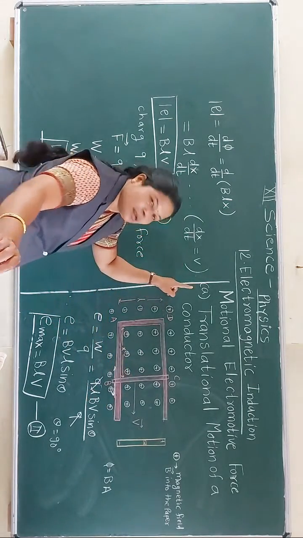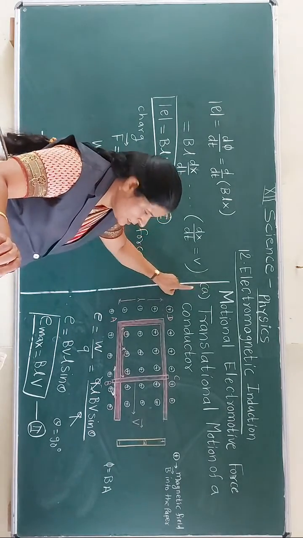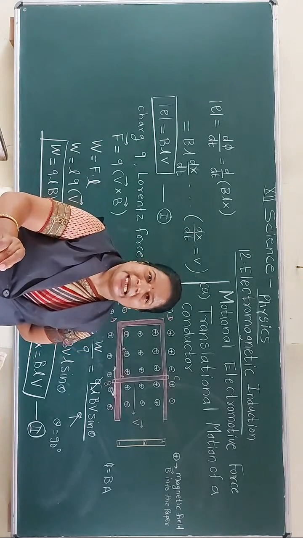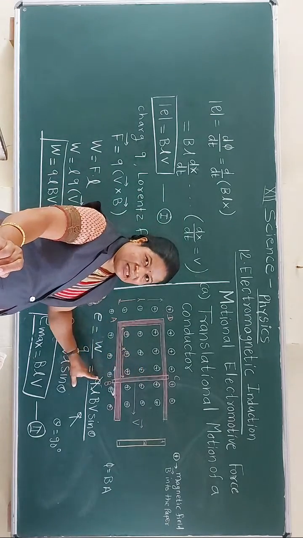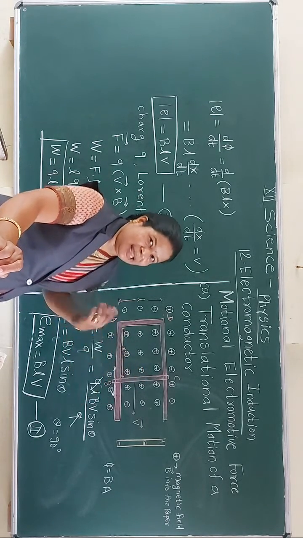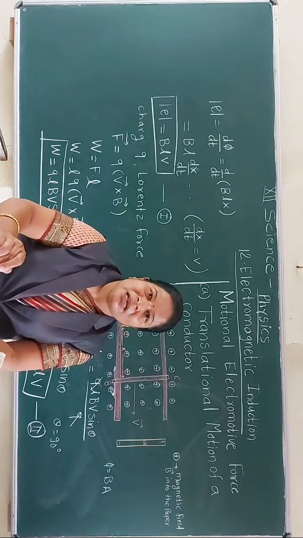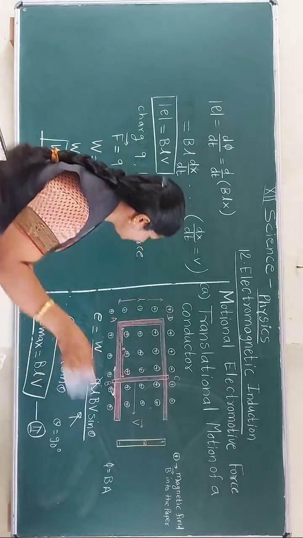Now the second point that we are going to study is motional EMF in a rotating bar. This was the translational motion of a frame. Next we have to find out the motional EMF in a rotating bar.